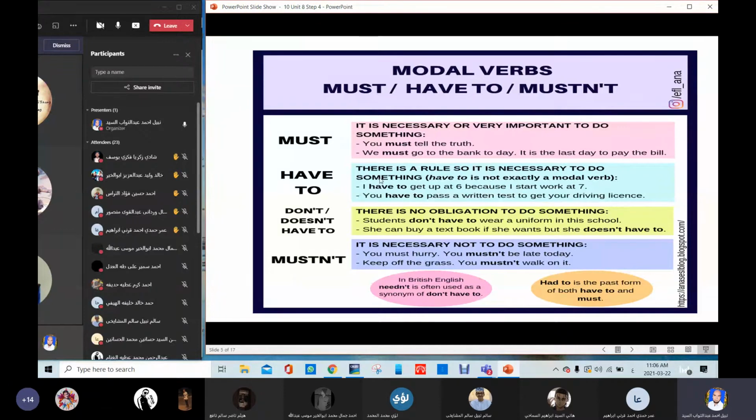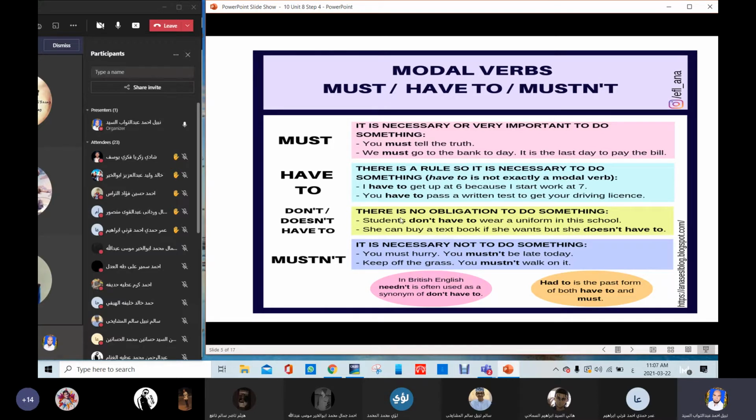Have to, there is a rule. So it is necessary to do something. When you are talking about rules, traffic rules or school rules, you have to obey. You have to stop at the red traffic light. You have to wear a seat belt while driving. You have to wear a school uniform. It's a rule. I have to get up at 6 because I start work at 7. So when you are talking about rules, you use have to, has to, had to. You have to pass a written test to get your driving license.